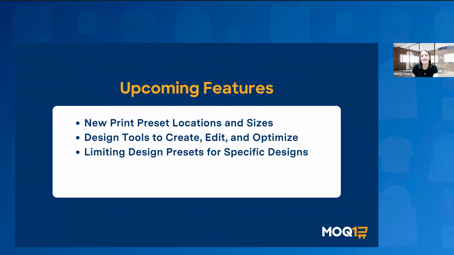So we are working to add several additional print presets that will allow you more control over the size of your artwork. Currently, we are offering full front, left chest, and full back. However, we are working to expand to offer 3 different front print sizes, which would be small, medium, and large, left and right chest, back yoke, and those full back print locations.